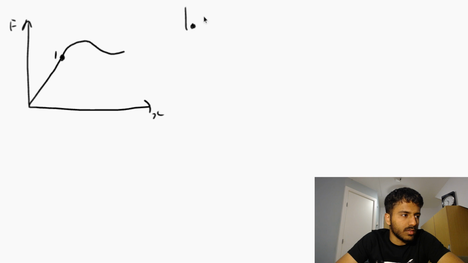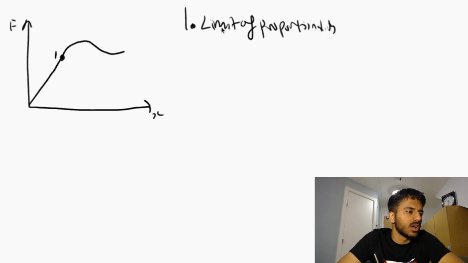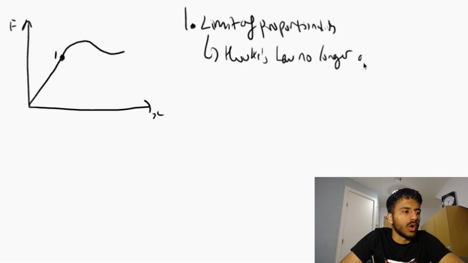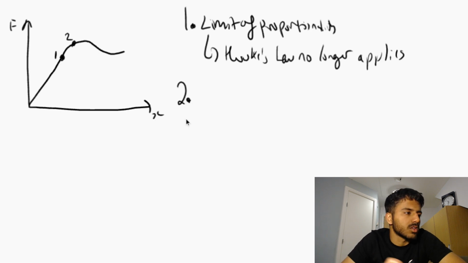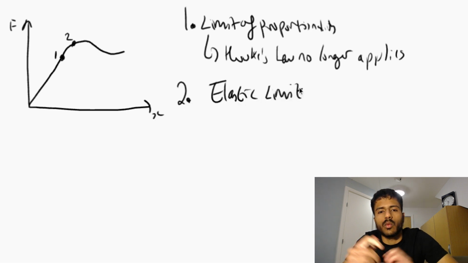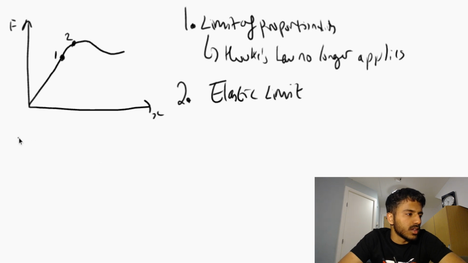Point number one on this graph is your limit of proportionality. And this is basically where Hooke's law no longer applies. So at forces beyond this force, Hooke's law will no longer apply. Point number two, which may be somewhere around that region, is something called the elastic limit. And now what this means is, at this point, the material will no longer have elastic behavior.